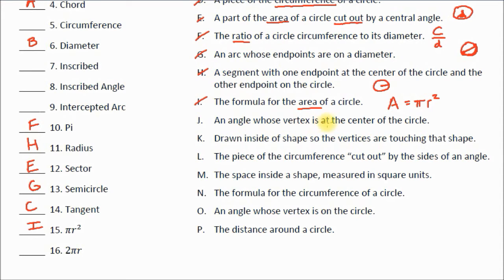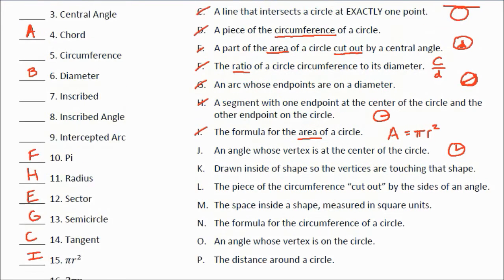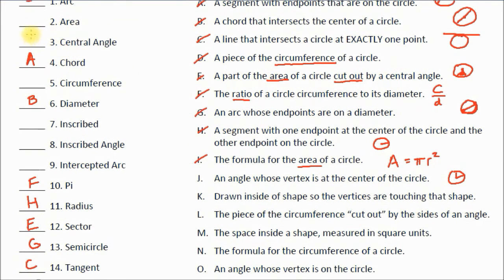J, an angle whose vertex is at the center of the circle. A vertex is at the center of the circle. That's a central angle. So J is a central angle.